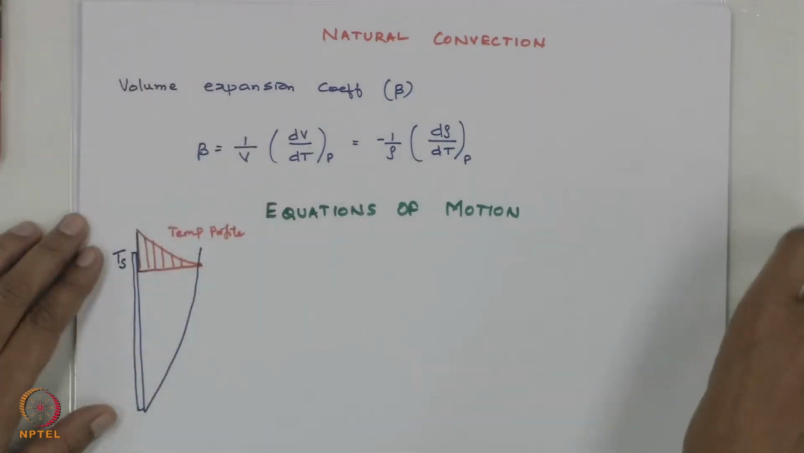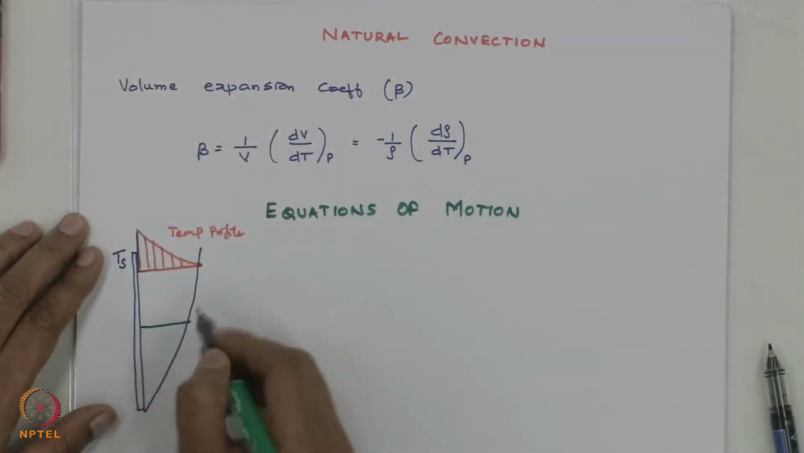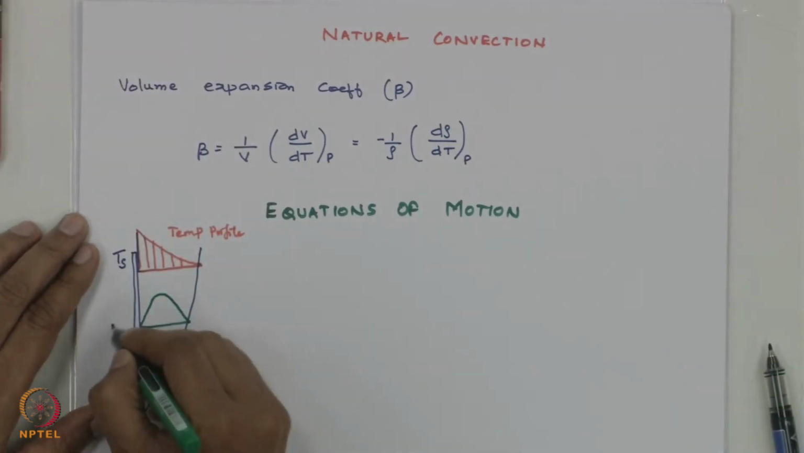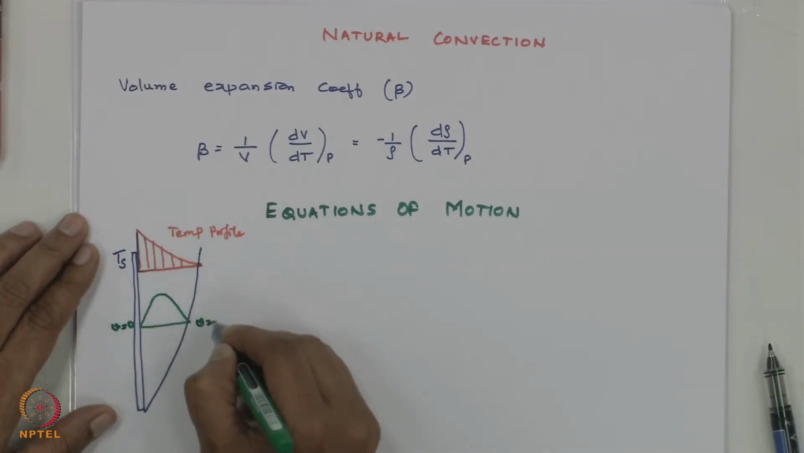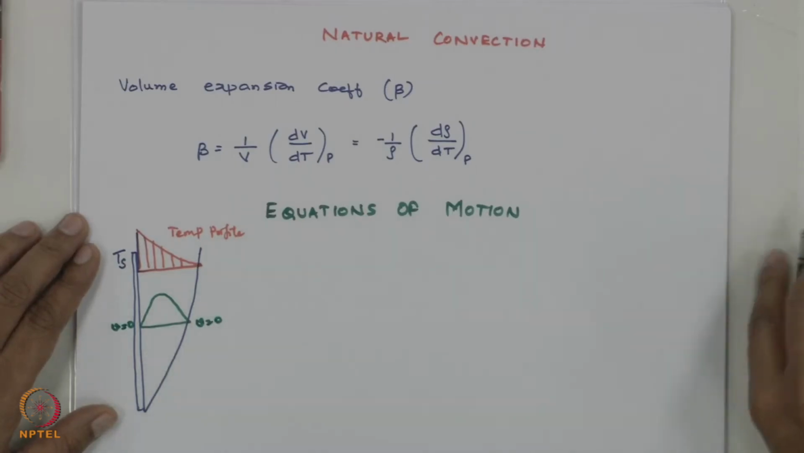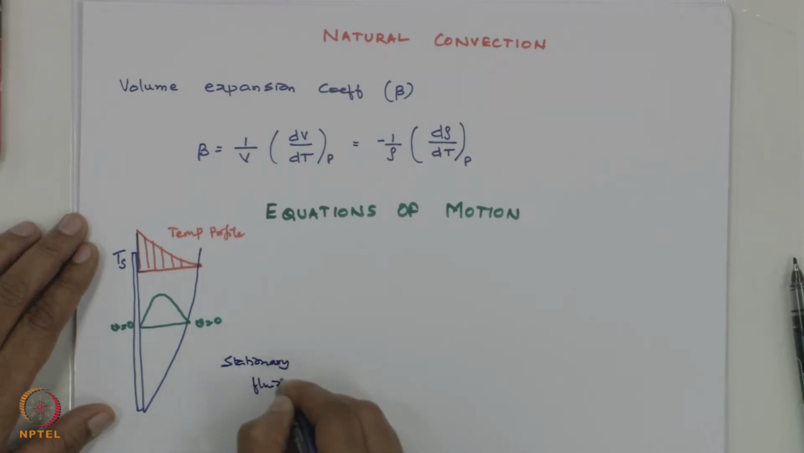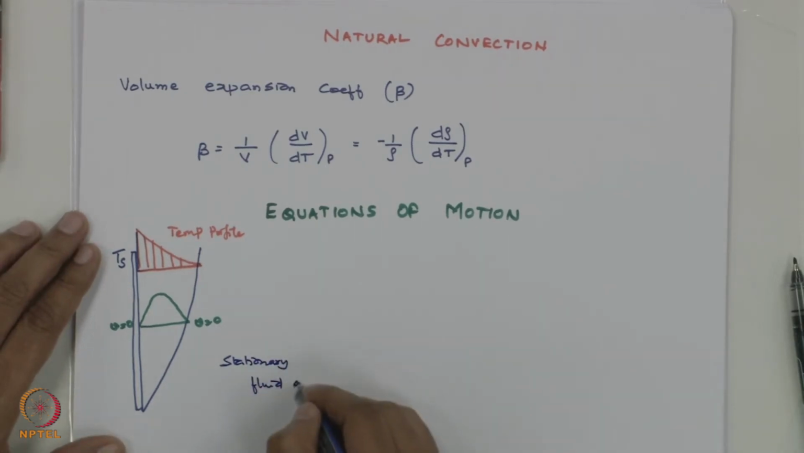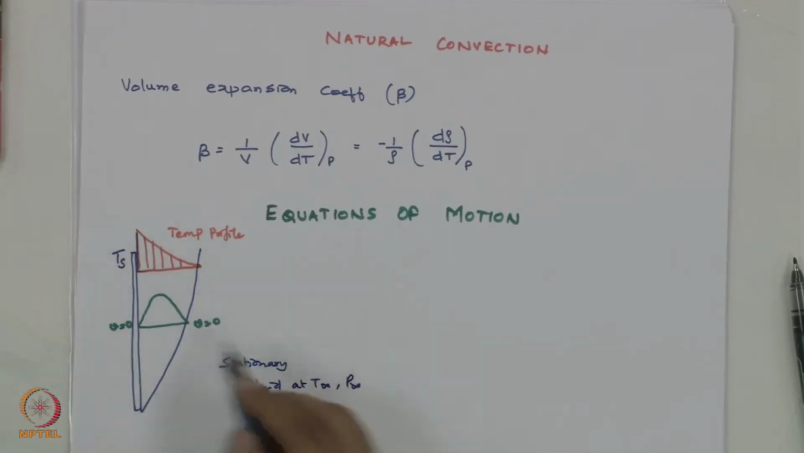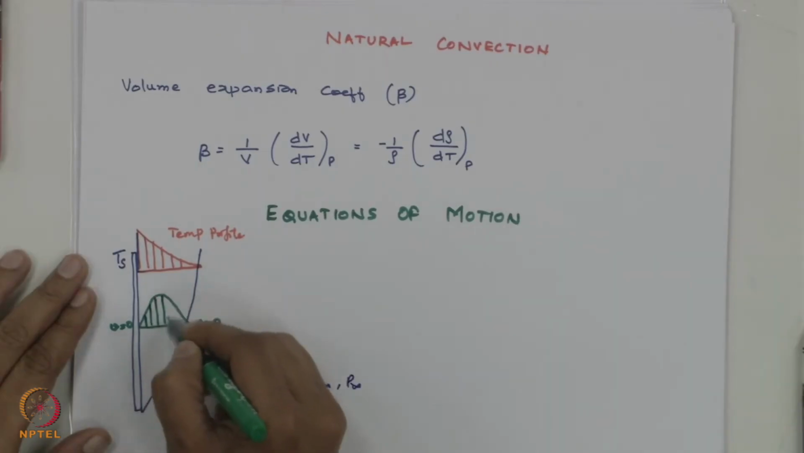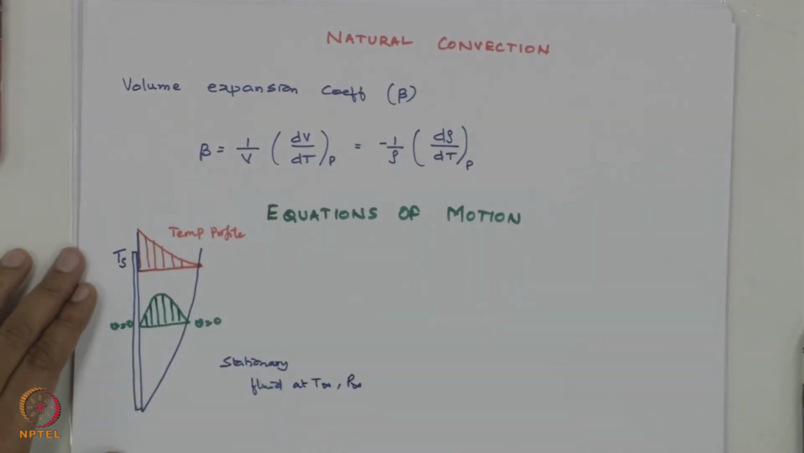Now if we take the velocity profile, it would be something like this, because at both the ends v should be 0, because this is stationary fluid. Far away from the boundary layer, it is a stationary fluid, unlike flow over a flat plate, at T infinity and P infinity. And this is my velocity profile, and constant surface temperature is what I have taken.